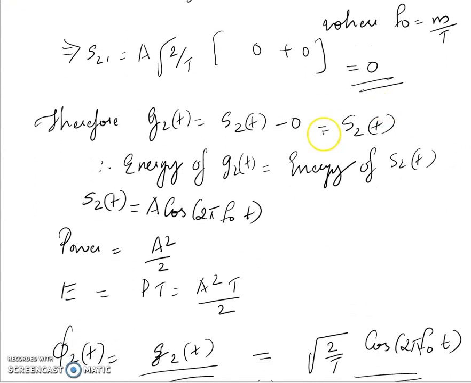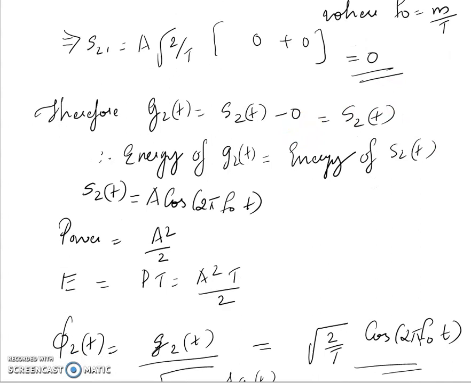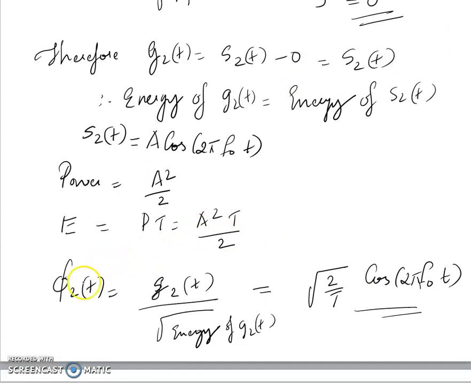In order to find out the second basis function, we need to find out the energy of g2(t). The second basis function is g2(t) divided by root of energy of g2(t). So we need to find out the energy of g2(t). g2(t) is the same as s2(t), so the energy of g2(t) is the same as the energy of s2(t). We know s2(t) is A cos 2 pi fc t. So for a sine wave or cos wave, we know the power is A square by 2. Okay, power is equal to amplitude square by 2. So energy equals power into time. So what will be the energy of s2(t)? A square by 2 into T. Okay, so you can directly substitute the energy of g2(t) here.